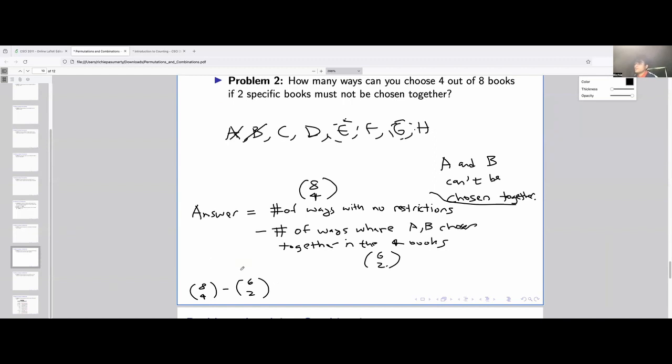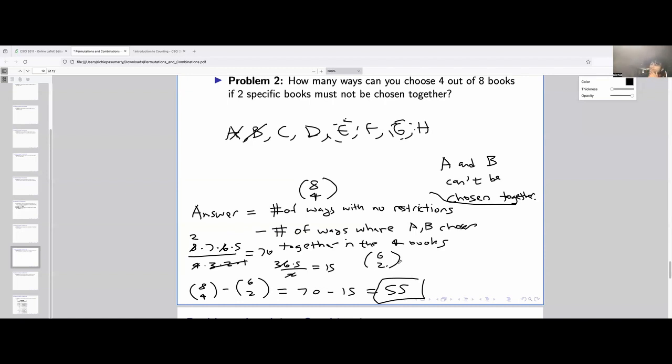Okay, and what is 8 choose 4? 8 choose 4 is 8 times 7 times 6 times 5 over 4 times 3 times 2 times 1. 8 divided by 4 is 2, 2 times 5 is 10, times 7 is 70. And 6 choose 2 is just 6 times 5 over 2, which is 15. So our answer is 70 minus 15, which is equal to 55. So there are 55 different ways.